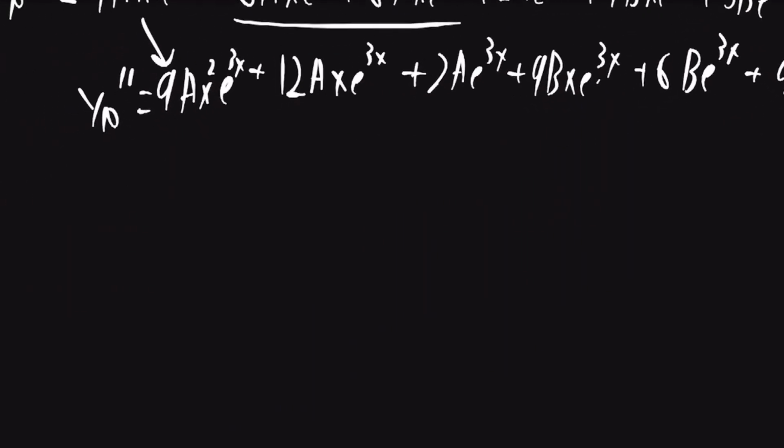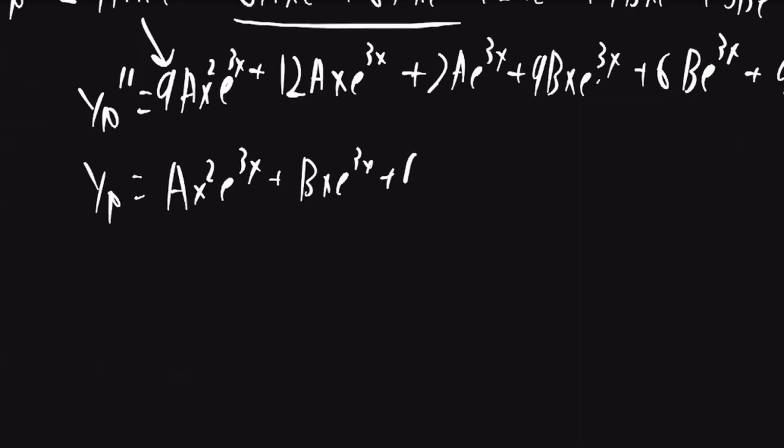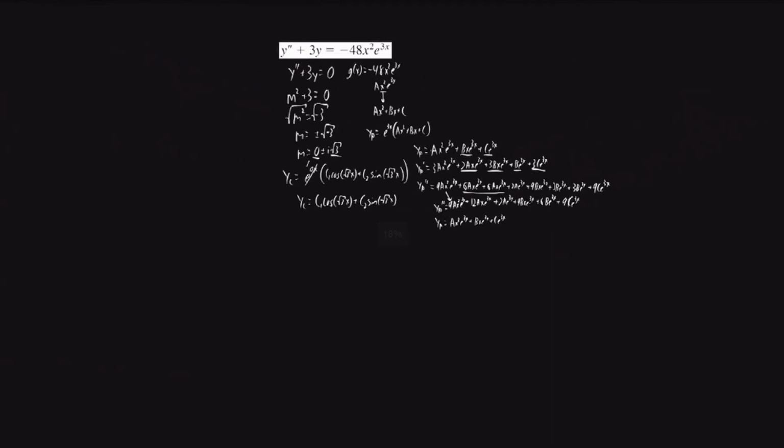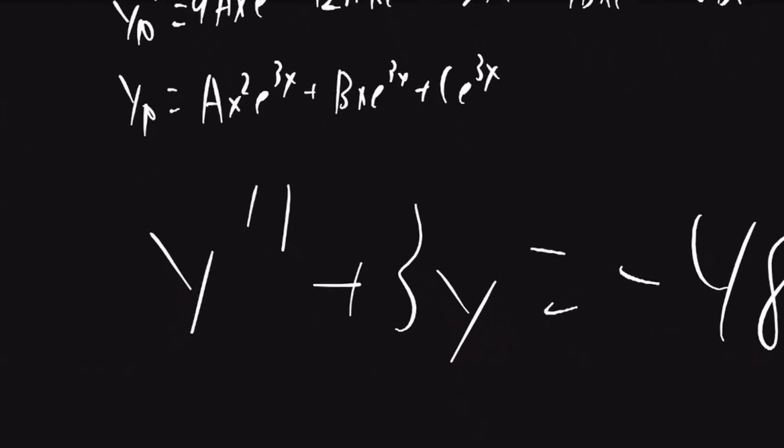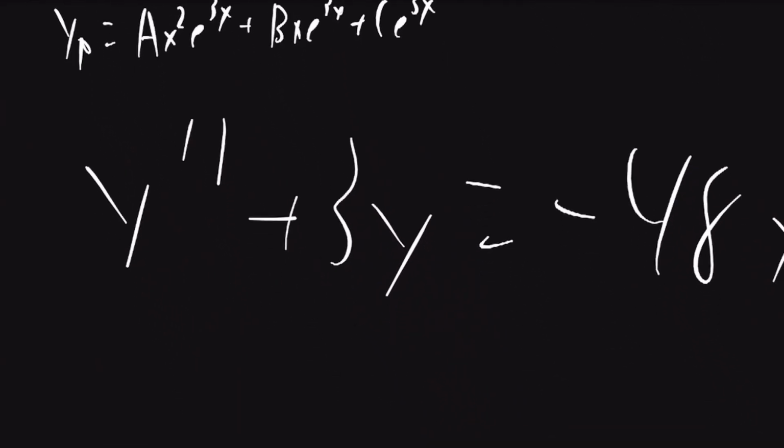So now we have yp double prime. I'll write the yp expression again, because we're going to use it in the next step. It was ax squared e to the 3x plus bx e to the 3x plus c e to the 3x. The original differential equation was y double prime plus 3 times y is equal to negative 48 x squared e to the 3x. Because yp is a solution to this differential equation, we can plug in y double prime and yp into this equation.